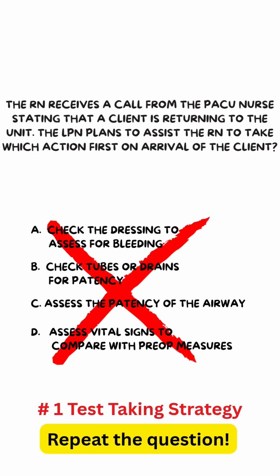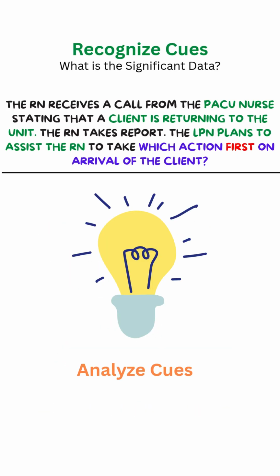Now, anybody that knows Apex Nursing Academy knows the number one test taking strategy is to repeat the question. Do not drop down and start trying to pick an answer after you skim through the question. Repeat the question and then go right into recognizing your cues and analyzing your cues.